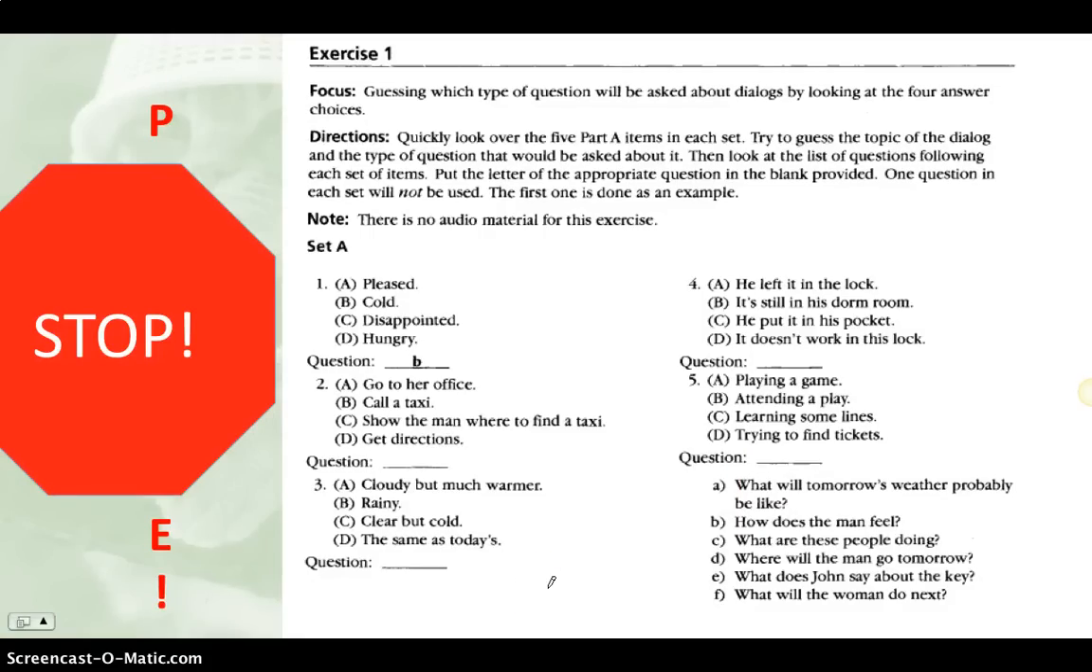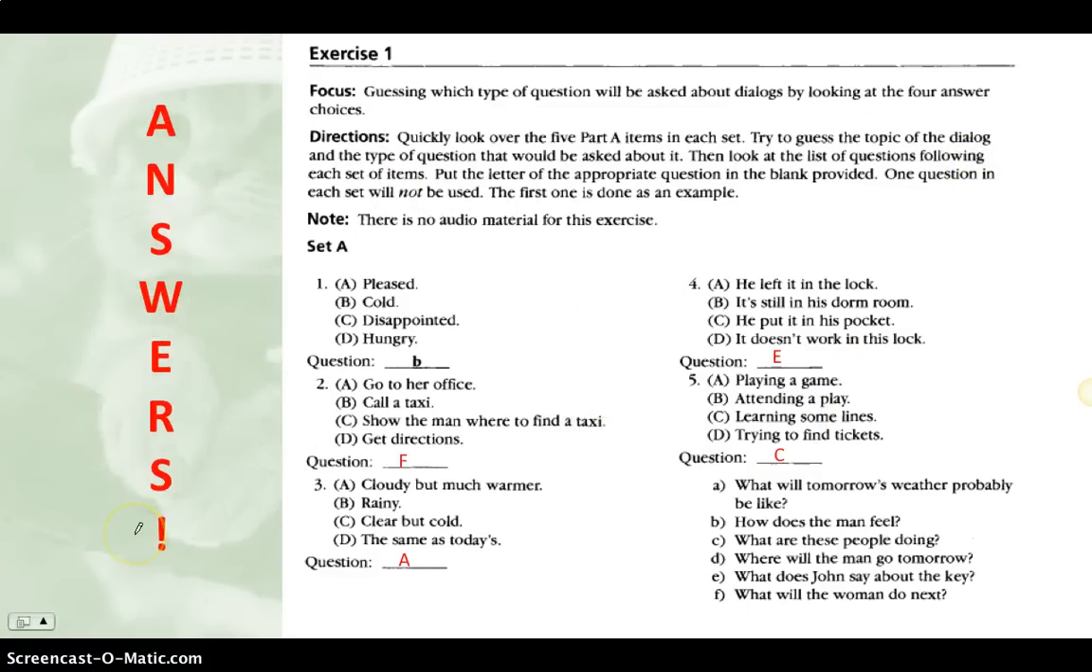Okay, now that you've completed the questions, let's take a look at the answers. Hopefully also, sorry I didn't mention that before, but I hope you read the directions carefully and saw that one question will not be used. Okay, so here are the answers.